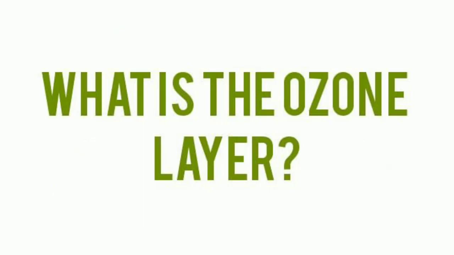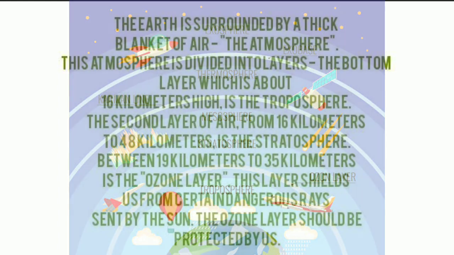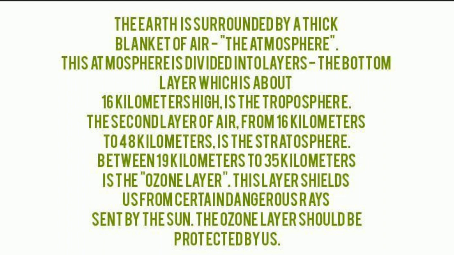What is the ozone layer? The Earth is surrounded by a thick blanket of air, the atmosphere. This atmosphere is divided into layers. The bottom layer, which is about 16 km high, is the troposphere. The second layer of air from 16 km to 48 km is the stratosphere. Between 35 km to 90 km is the ozone layer. This layer shields us from certain dangerous rays sent by the sun. The ozone layer should be protected by us.